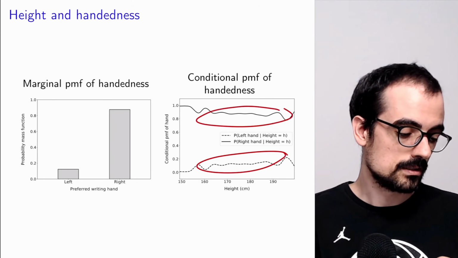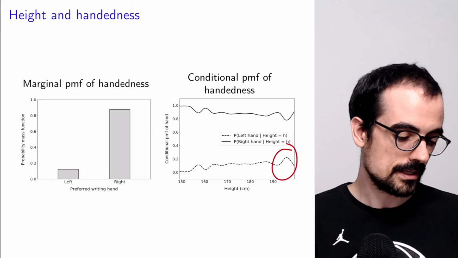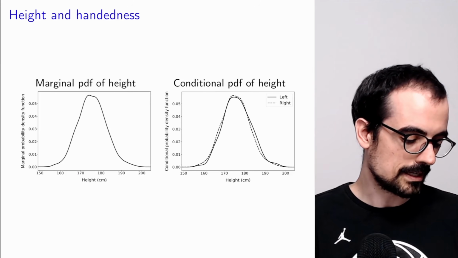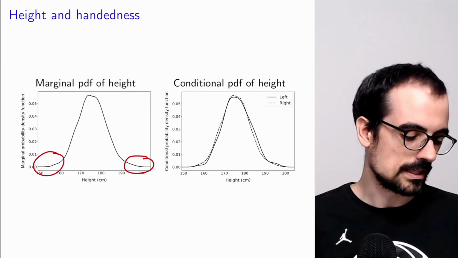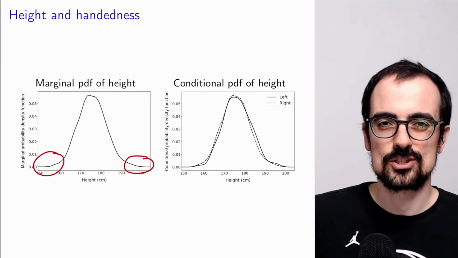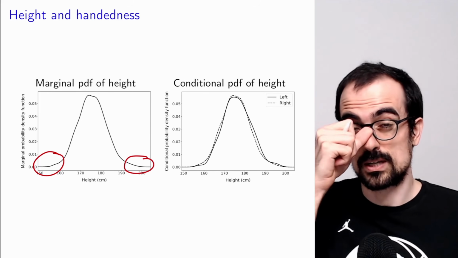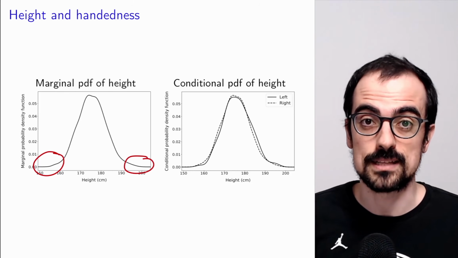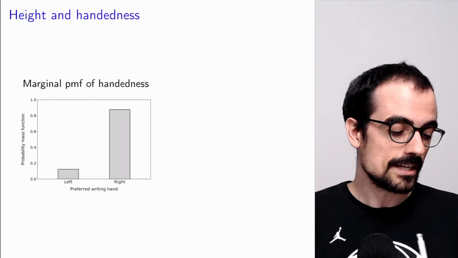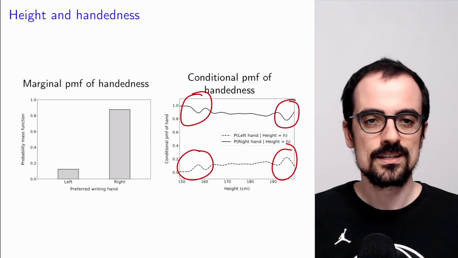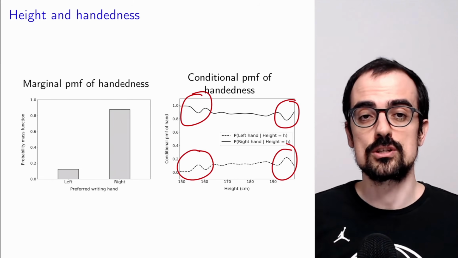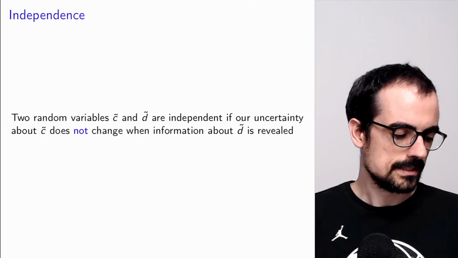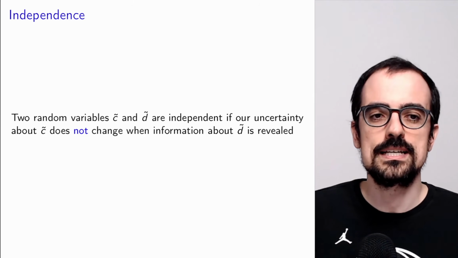Notice that towards here and here, it looks quite noisy. The reason is that if I go back here, there's not a lot of data. So that's why the estimate of the conditional PMF there is quite noisy. You don't have a lot of data there, so the probabilities are more unstable. But in general, it looks quite constant. When these conditionals are all exactly the same, then we say that the two random variables are independent.